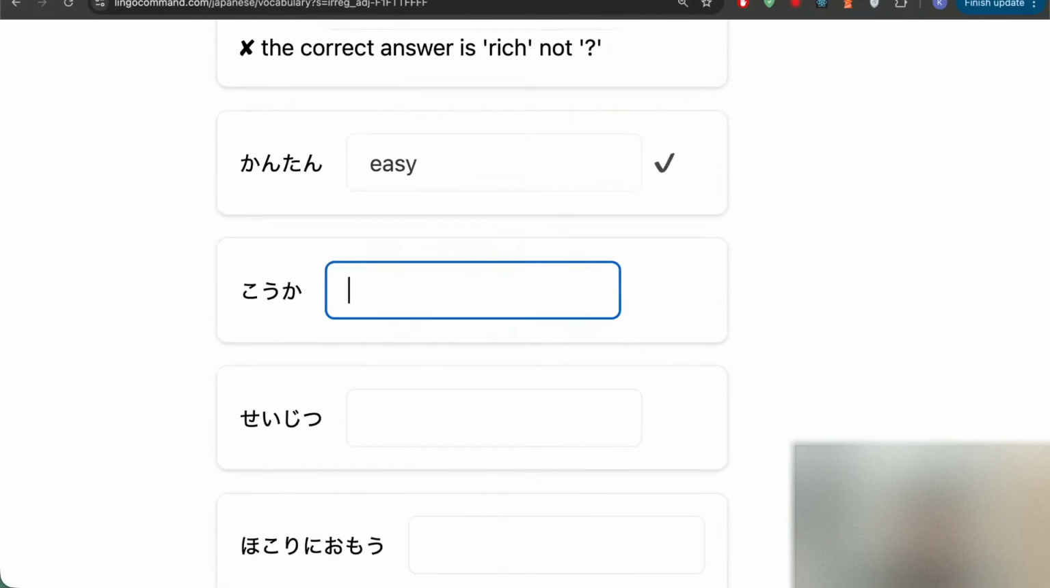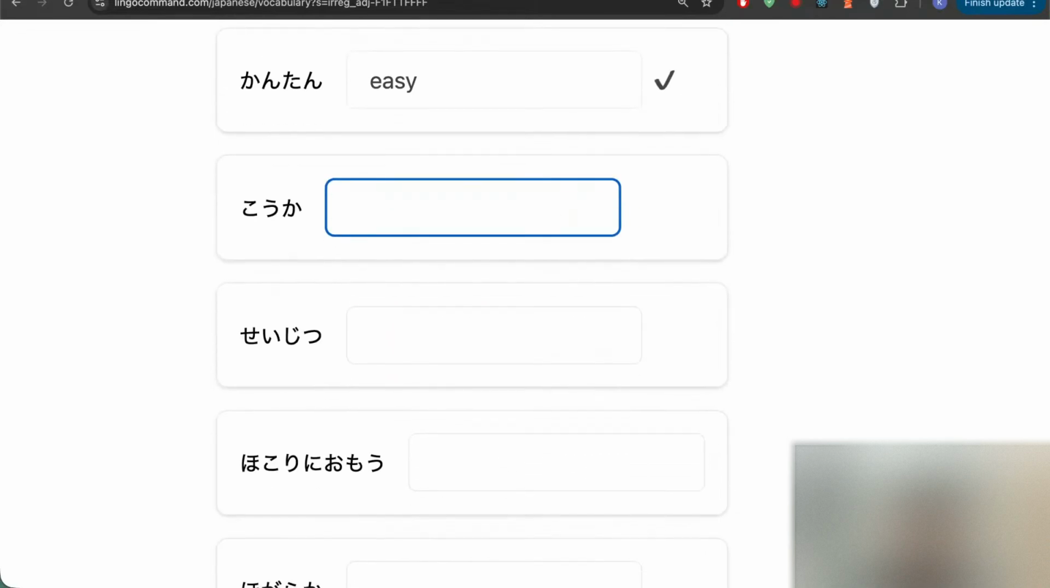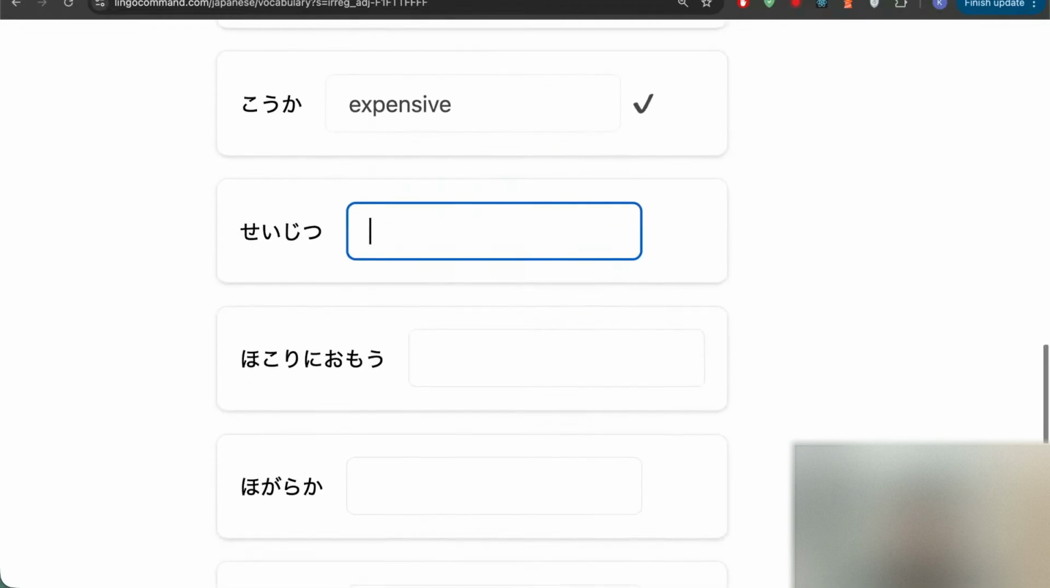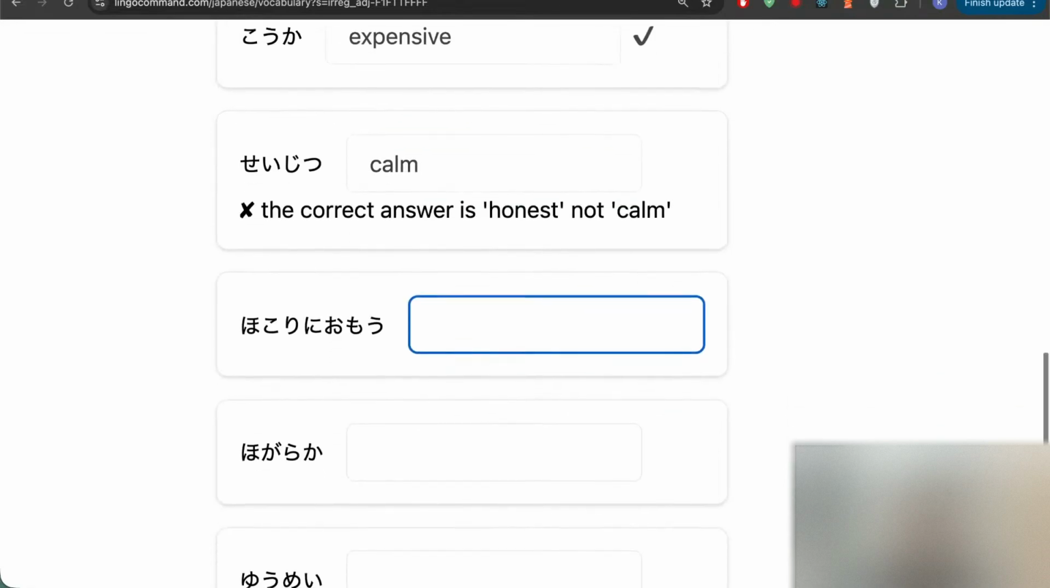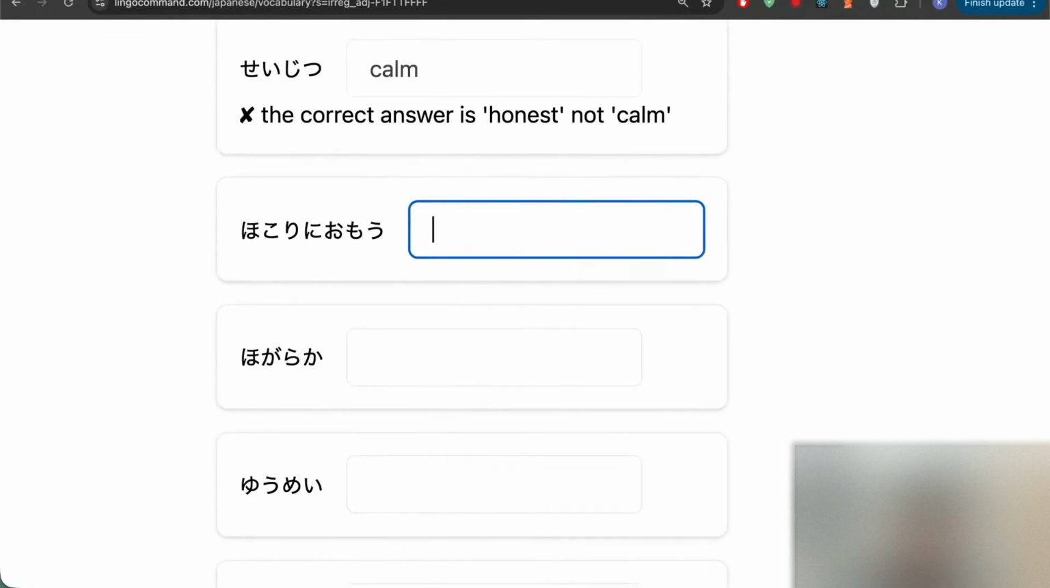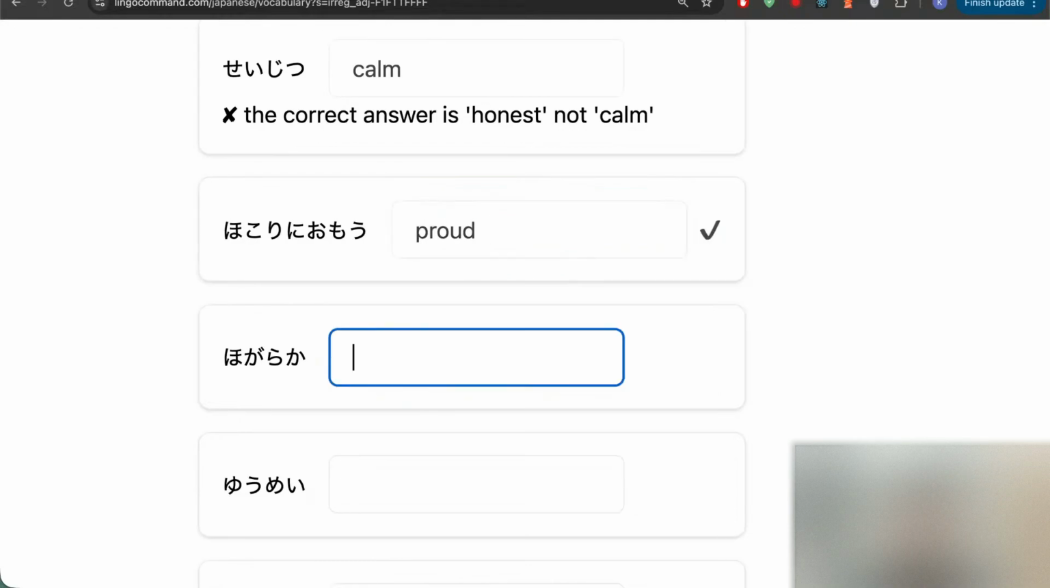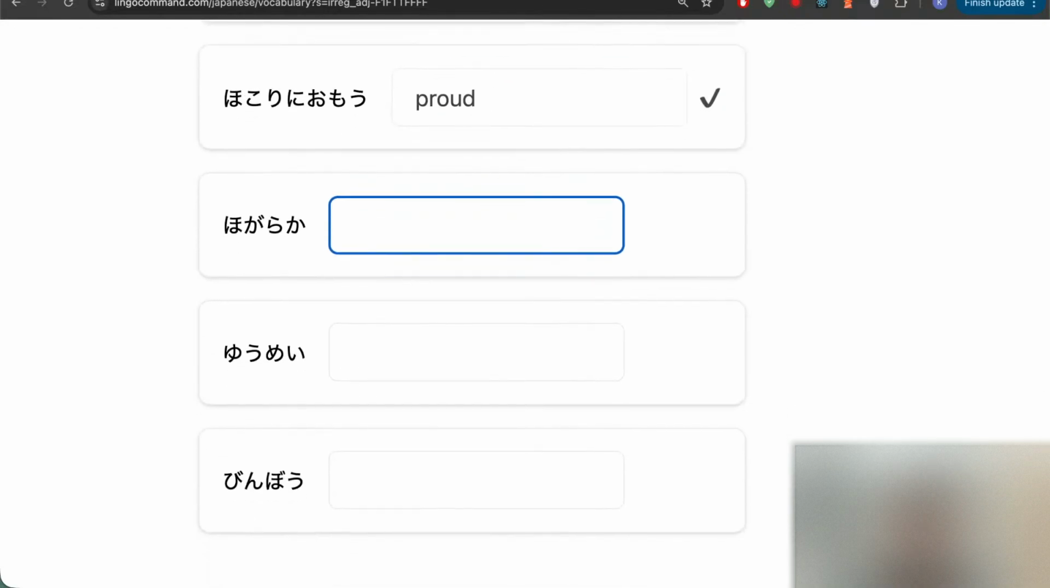Kantan is easy. Finally, we got something. Koka is expensive. Nice. Seijutsu. Is that calm? No. Let's put calm. Honest. Okay. Hokori ni omou. Is it proud? Yes. Okay. Hogaraka. No idea. Let's take a look.